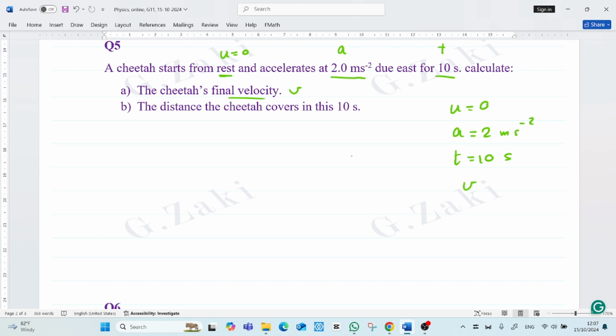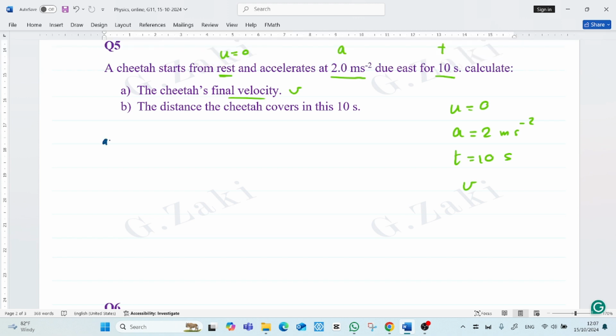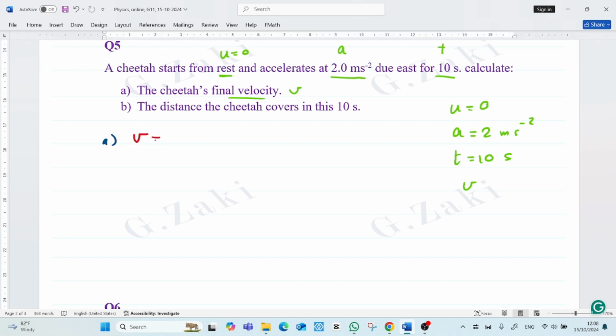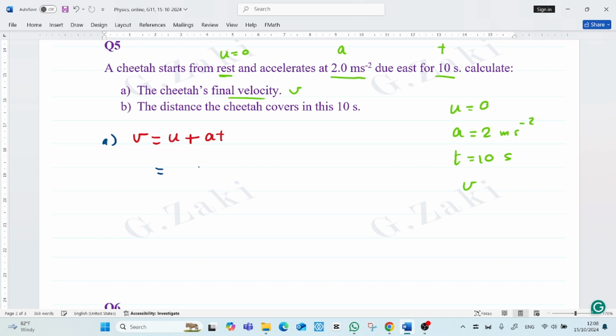Now, which formula to use? So in part A, the best formula that we can use is V equals U plus AT. Substitute. U equals 0 plus A, it's 2, multiply 10. 20 meter per second.